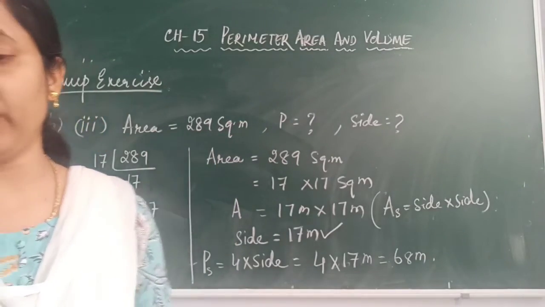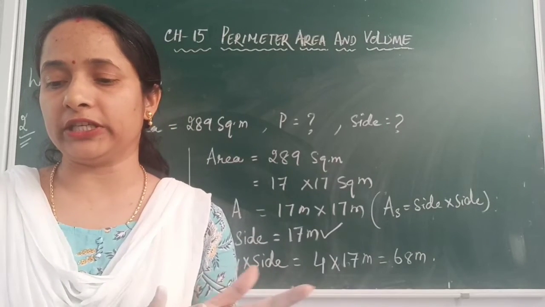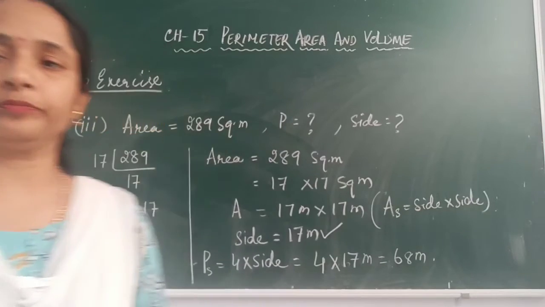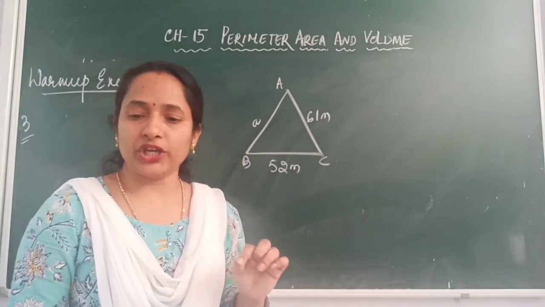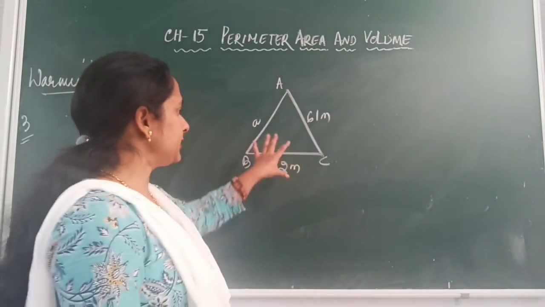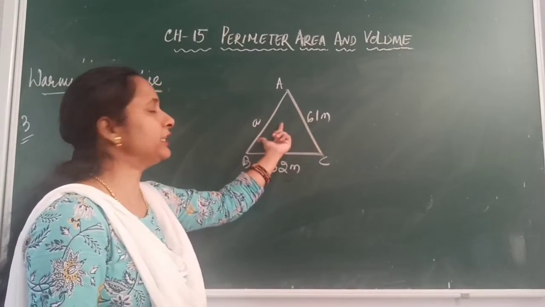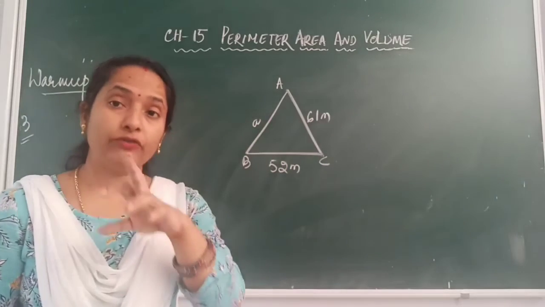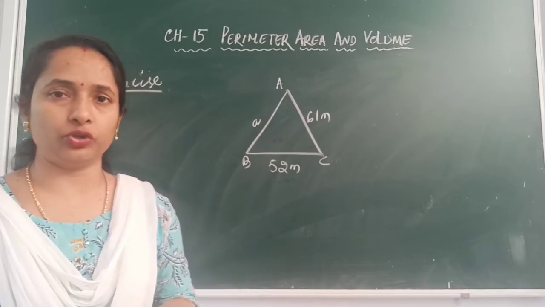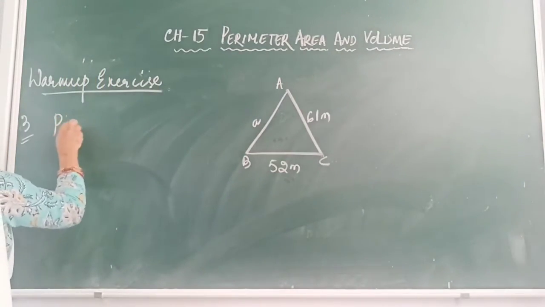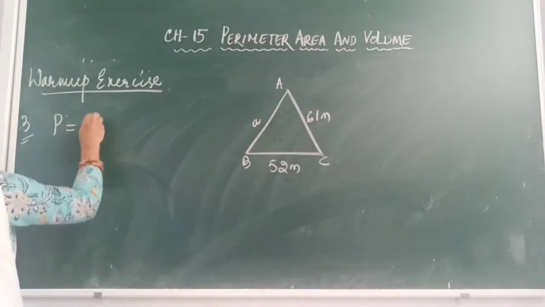Okay. The next question we have: two sides of a triangular field are 52 meters and 61 meters. Find the third side if the perimeter is 173 meters. In question number 3, you are given a triangular field. The lengths of any two sides are given and the third side length is not given to you. But one more piece of information is given, that is the perimeter of the triangular field, which is 173 meters.